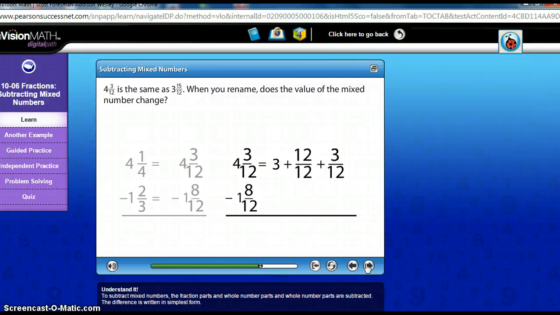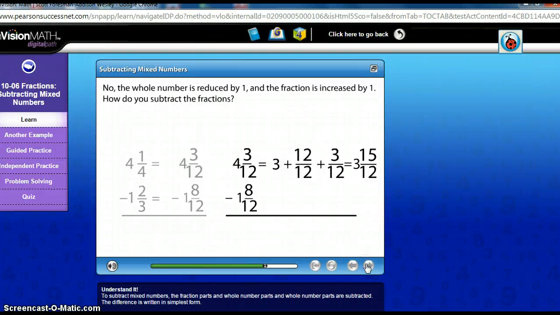4 and 3/12 is the same as 3 and 15/12. When you rename, does the value of the mixed number change? Does its value change? No. It's still the same number of twelfths. We just wrote it in a different way. The whole number is reduced by 1 and the fraction is increased by 1.